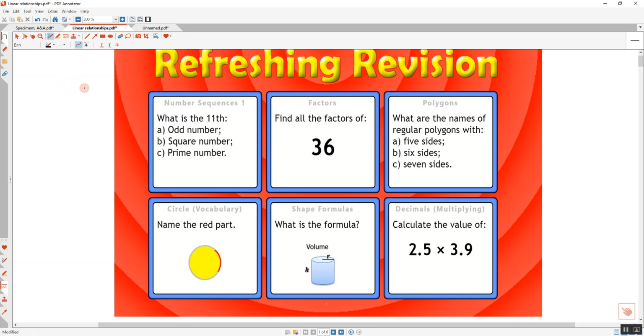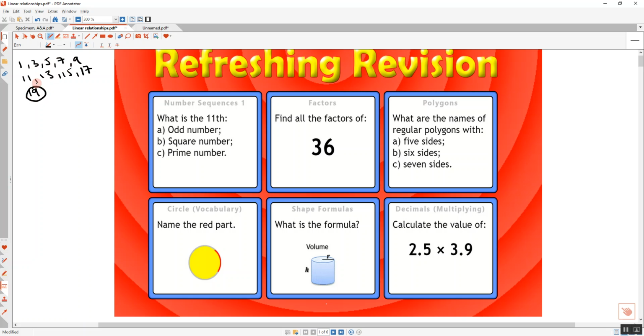Okay, Maya. For the first one, the 11th odd number is 21. So just quickly to go through: 1, 3, 5, 7, 9. That's the first 5. 11, 13, 15, 17. That's the first 10. So the 11th is 19.